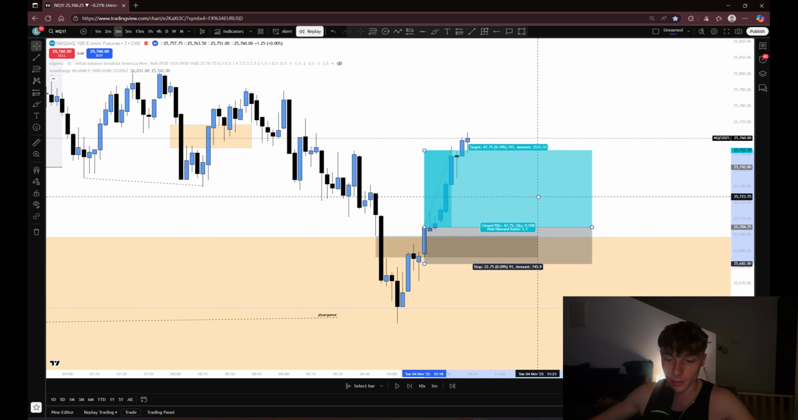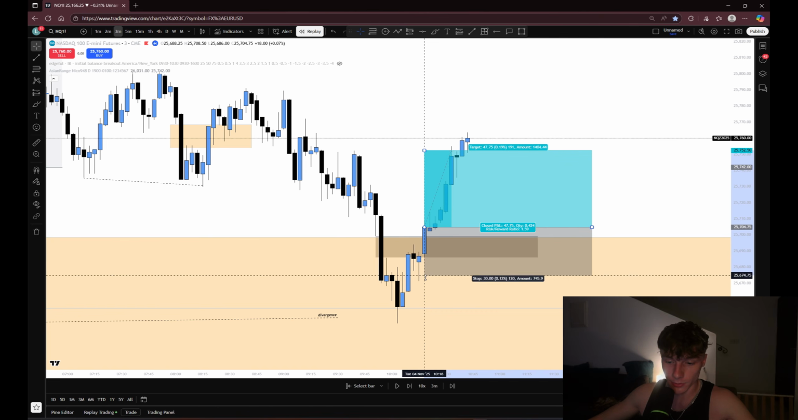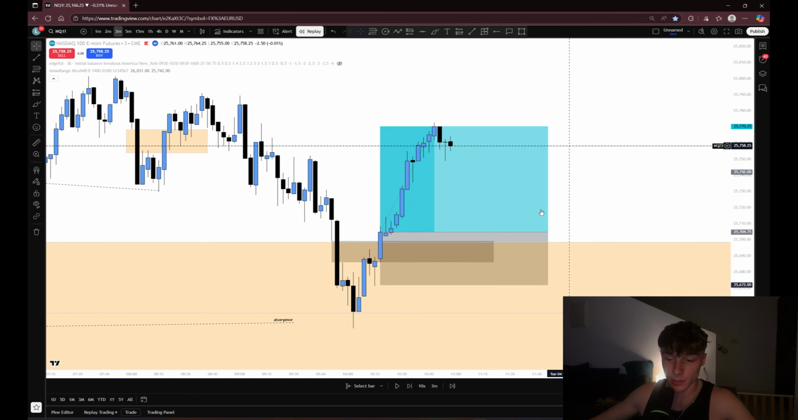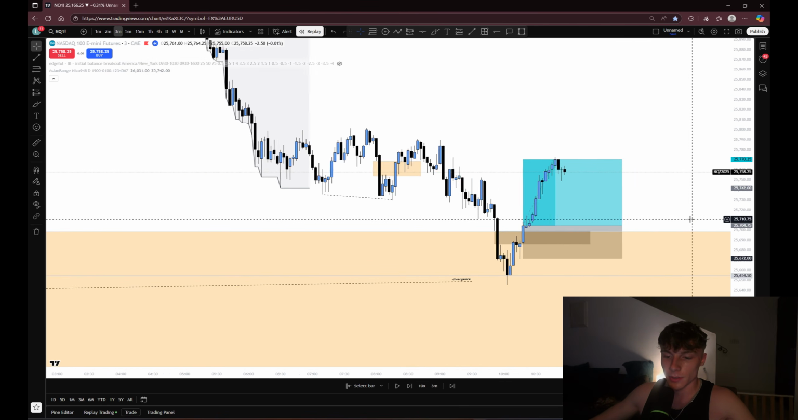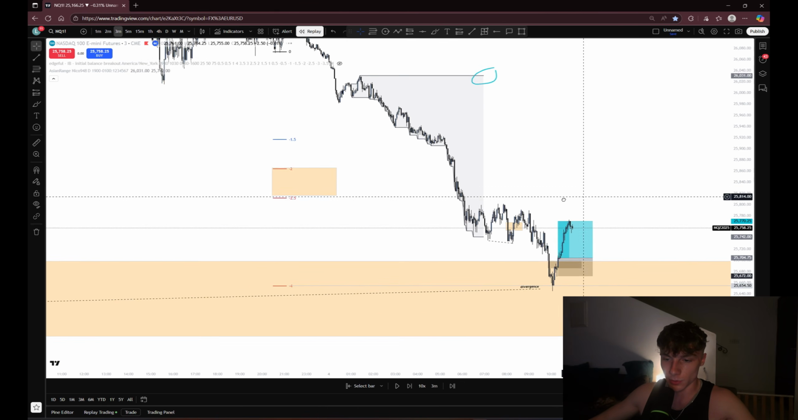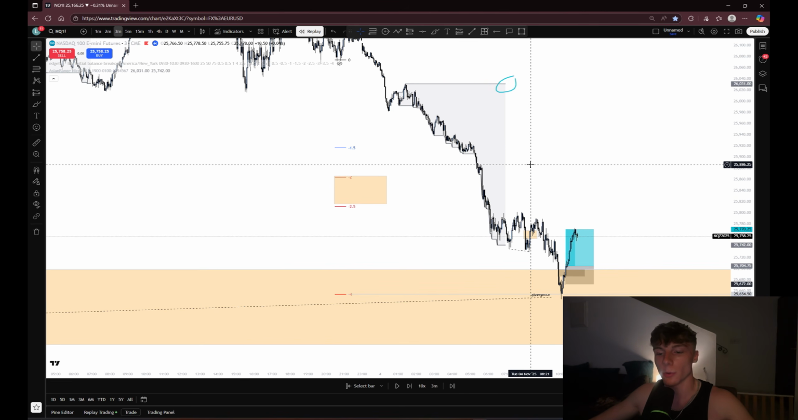So I entered, I think it was here. My stop loss was, I think, just below this wick here. And I just targeted a 1 to 2. We ended up hitting take profit pretty much to the tick. And just by doing this on a consistent basis, I'm able to catch really clean trades like this. The Asia sweep model is so repeatable.